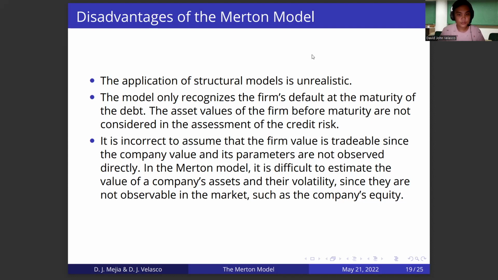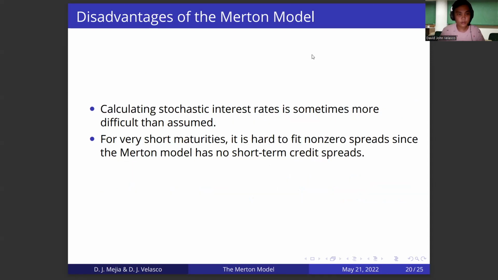It is incorrect to assume that the firm value is tradable, since the company's value and its parameters are not observed directly. In the Merton model, it is difficult to estimate the value of a company's assets and their volatility since they are not observable in the market, such as the company's equity. Also, calculating stochastic interest rates is sometimes more difficult than assumed. And lastly, for very short maturities, it is hard to fit non-zero spreads since the Merton model has no short-term credit spreads.